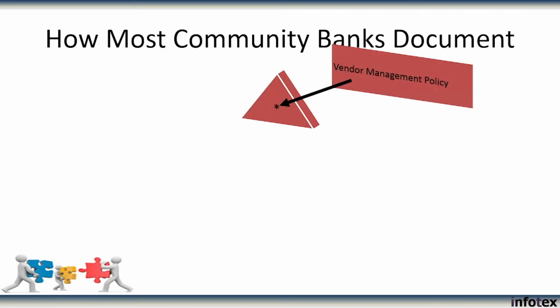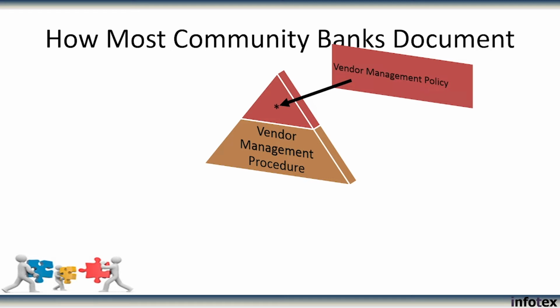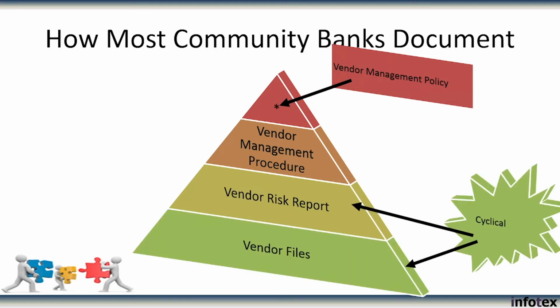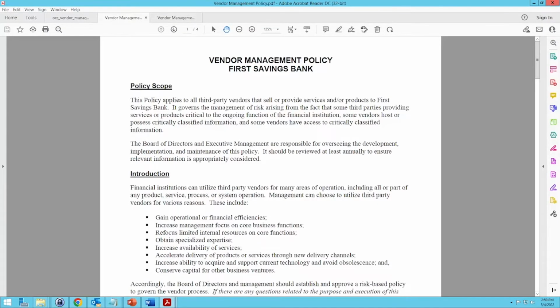Most community banks follow a similar top-down approach as seen here. The vendor management policy, approved by the board, sits at the top and outlines the requirements for the procedure, which in turn details how vendor risk will be handled through reporting and due diligence processes of the vendor files, which are a cyclical process. And here's an example of a vendor management policy.